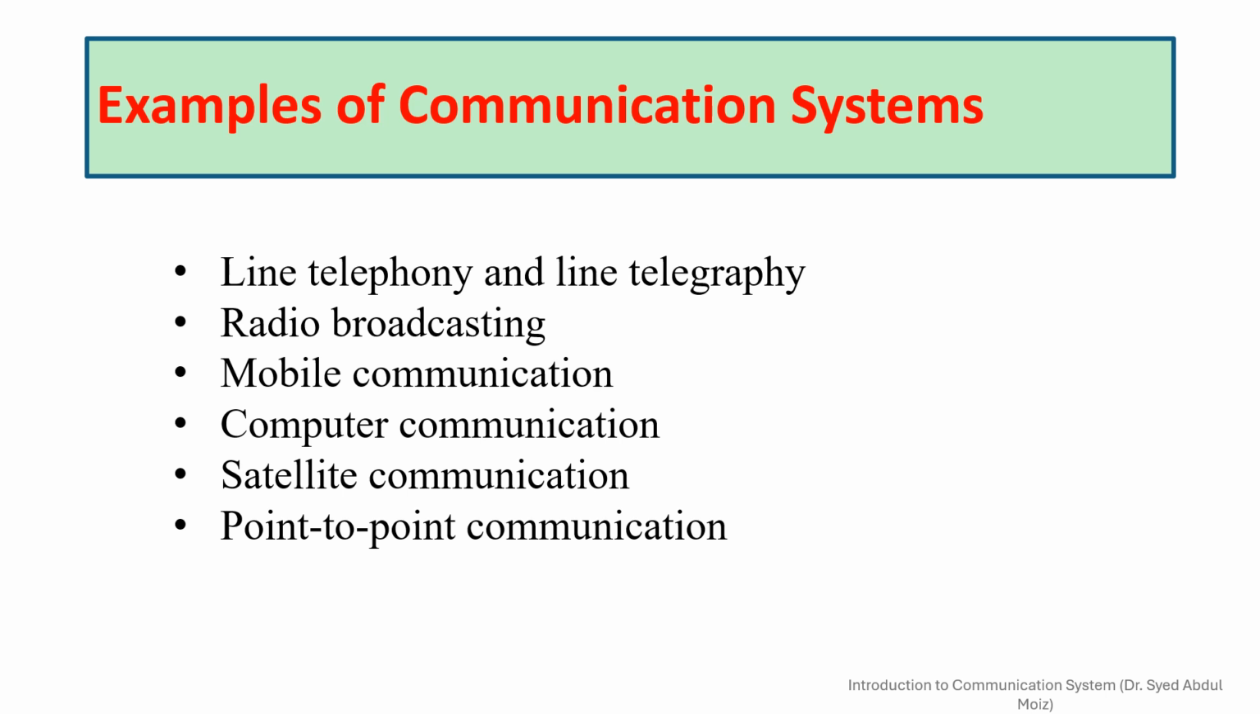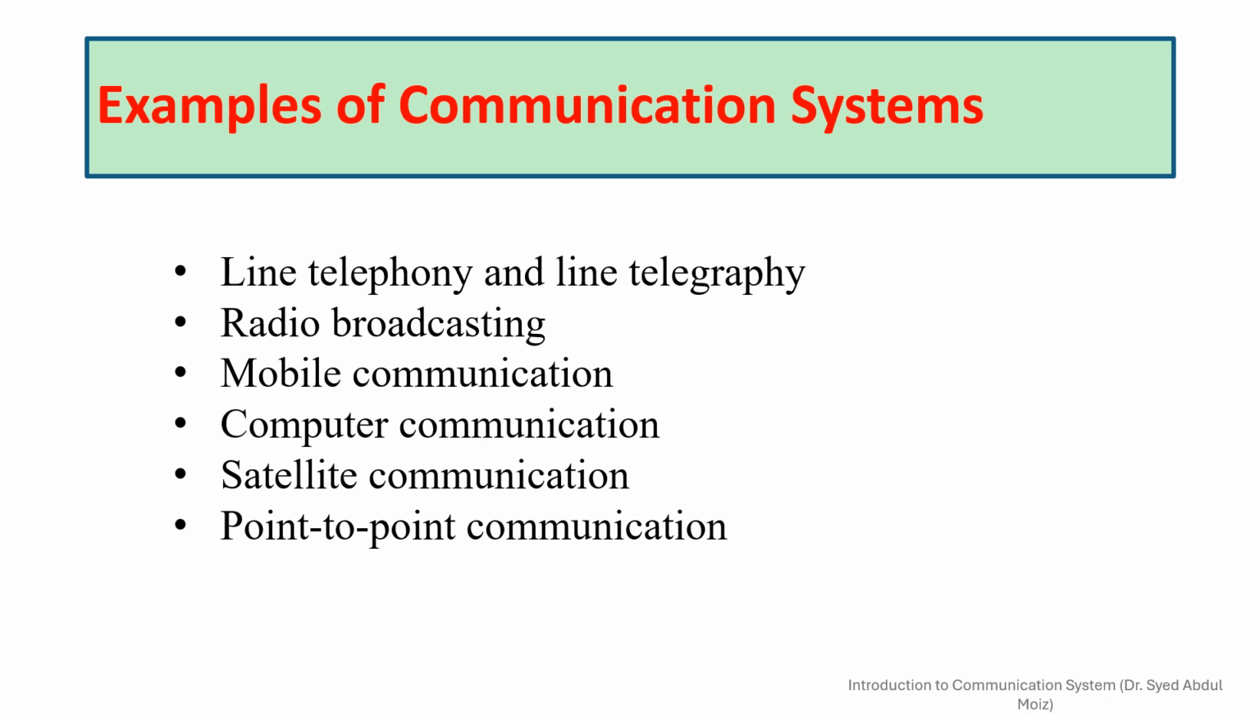For satellite communication, the source might be a live broadcast or data stream. The transmitter sends the data as a radio signal to a satellite. The satellite acts as an intermediary channel, transmitting the signal back to the Earth, where the receiver, like a satellite dish, picks it up and sends it to the destination, such as a TV or internet device.